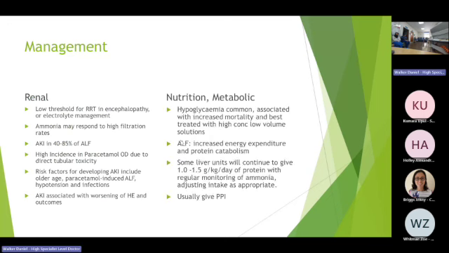Hypoglycemia is common, and going back to neuroprotection, ideally use high concentration solutions with low volume, so 20%, 50%. The other thing is they quite often have increased protein catabolism and energy expenditure, so they have fairly high protein diets, despite the risk of ammonia accumulation or increase, but they have a low threshold for filtration anyway, and you almost always give these people a PPI.